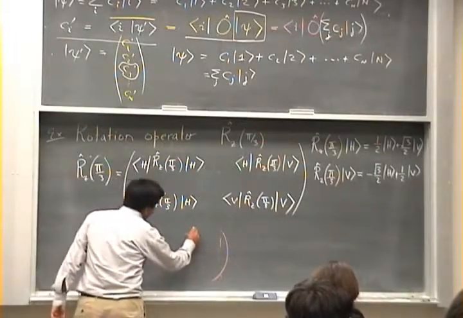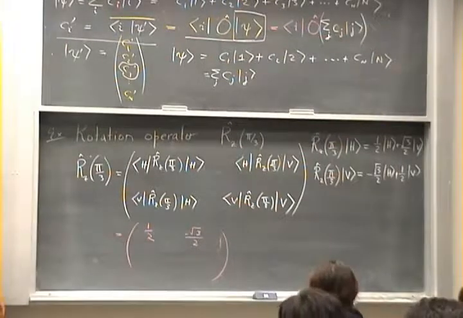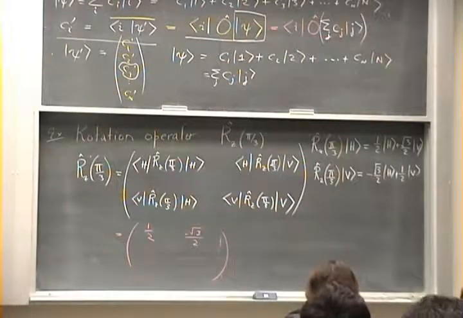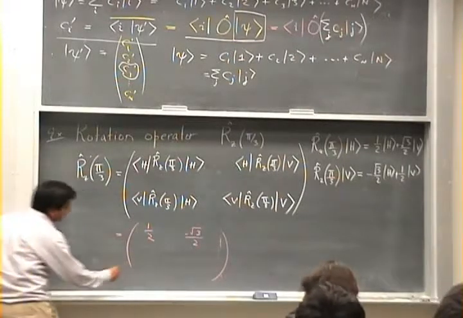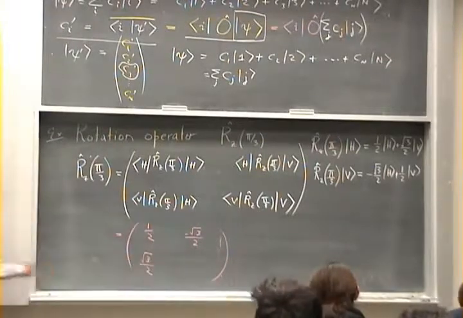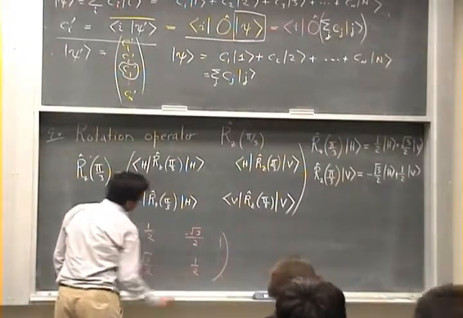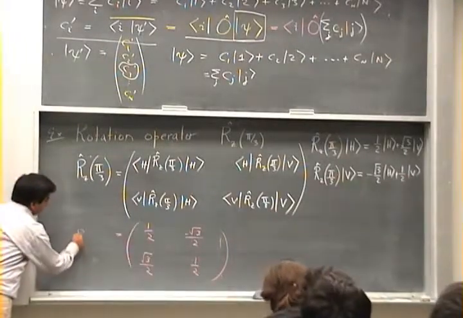Minus under root 3 by 2. Okay? This element is going to be under root 3 by 2. What's this element going to be? 1/2. RZ.